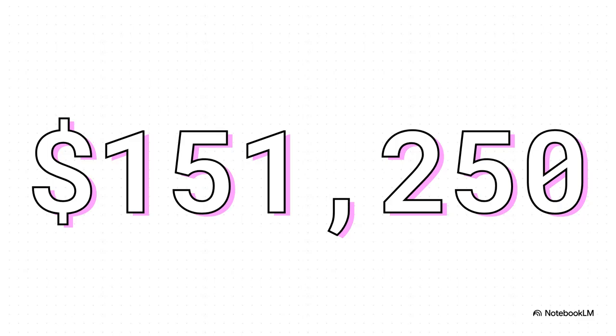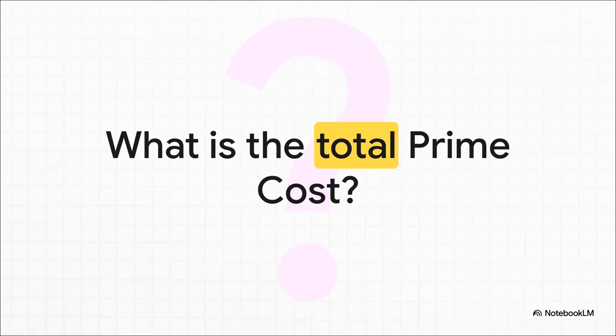So, let's plug in the numbers for our company, Comfy Chairs. They started the year with $45,000 in materials. During the year, they bought another $160,000 worth. And at the very end of the year, they counted what was left, and it was $53,750. So, you take the starting amount plus the purchases minus what's left, and that gives us the cost of materials they actually used, $151,250.